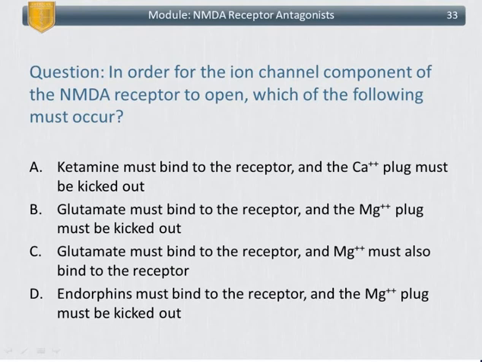C, glutamate must bind to the receptor and magnesium must also bind to the receptor. D, endorphins must bind to the receptor and the magnesium plug must be kicked out. So the answer is glutamate must bind to the receptor and the magnesium plug must be kicked out.